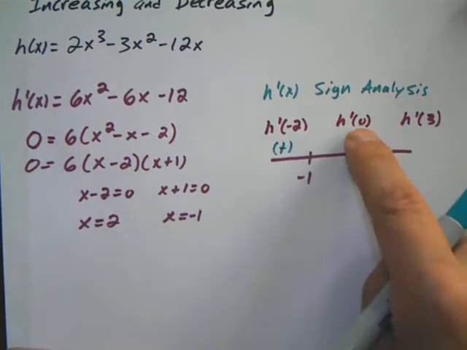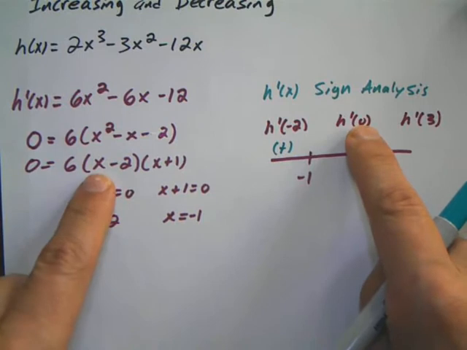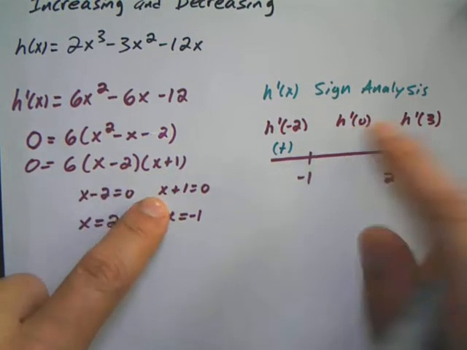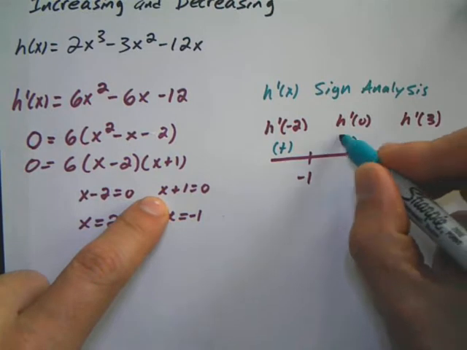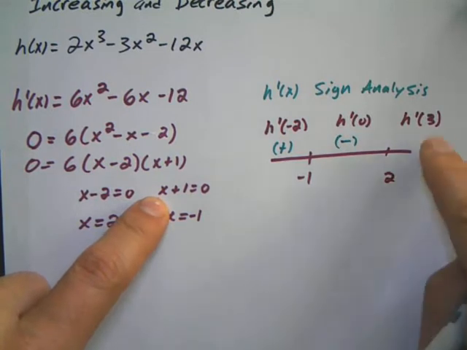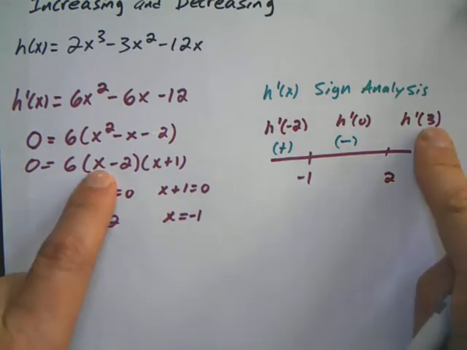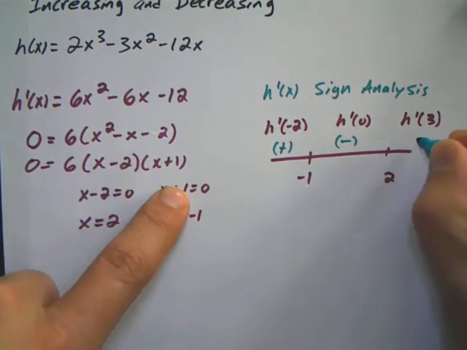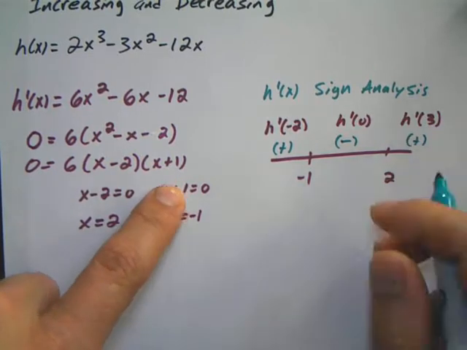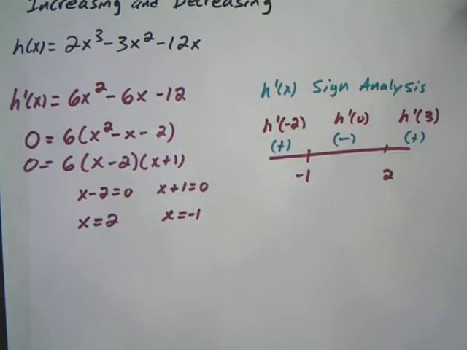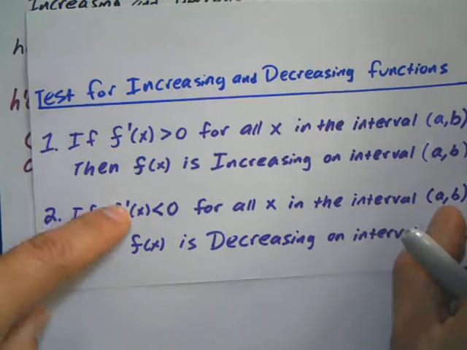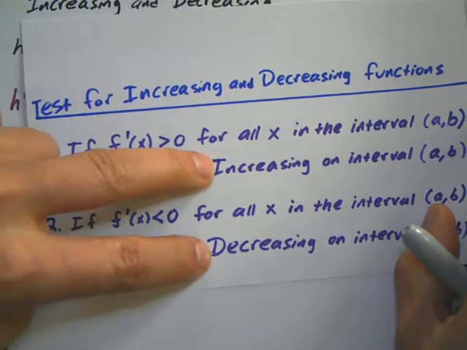I can plug in my 0 into the factored derivative, which is going to be negative times the positive value, which is negative. And then if I plug in a 3, it's going to be positive here, positive there. So my derivative is positive. So then I can summarize, using the definition, where my derivative is positive or negative for these two.